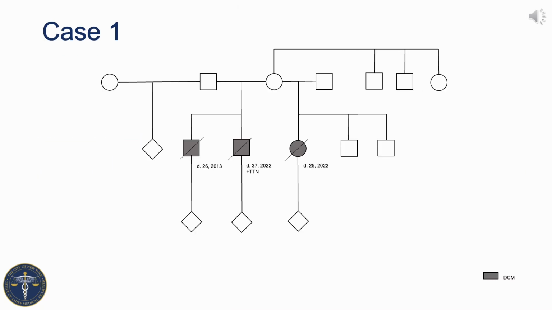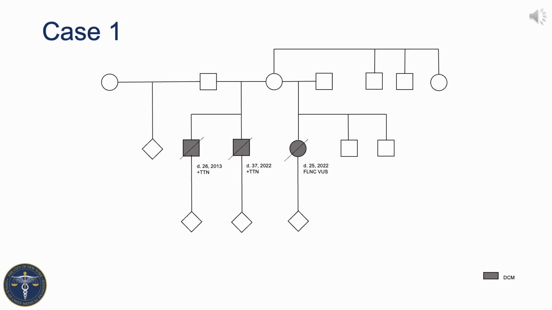The genetic testing identified a likely pathogenic variant in the Titin gene in the 37-year-old decedent. Retrospective testing of the 26-year-old brother who died in 2013 revealed that he shared the same variant in the Titin gene as his brother. Interestingly, a variant of uncertain significance was identified in the FLNC gene of their half-sibling sister, who also had a dilated cardiomyopathy.